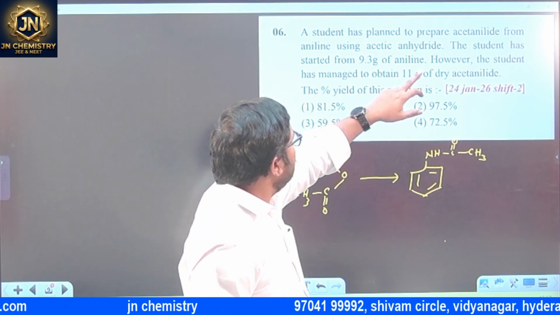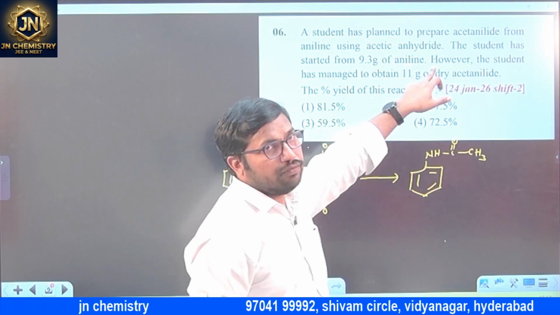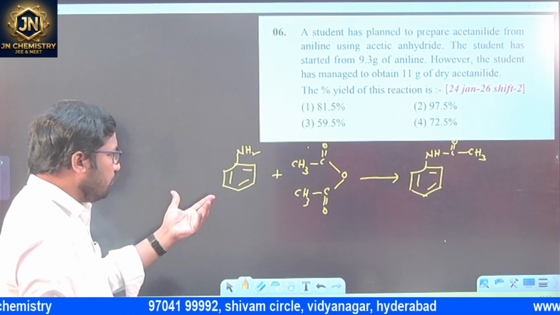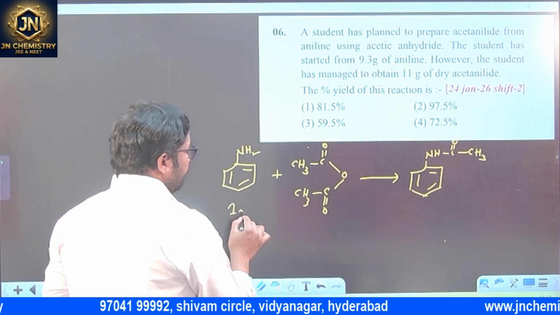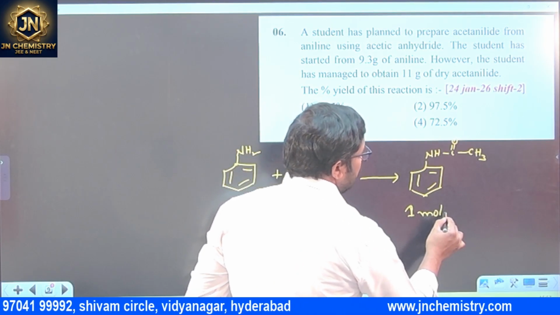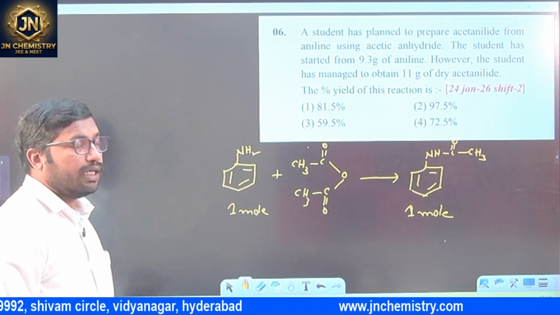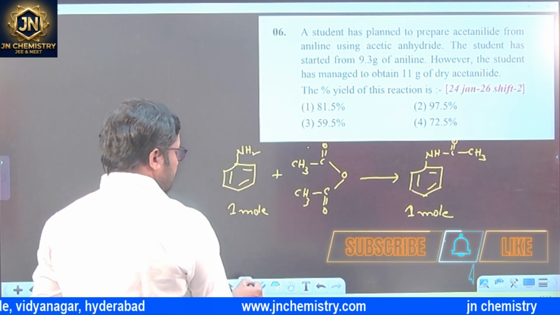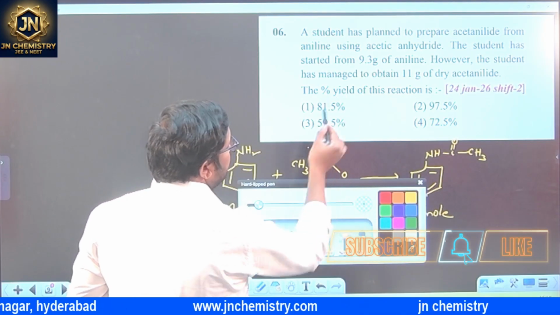A student plans to prepare acetanilide from 9.3 grams of aniline, according to this equation. Before going to that, 1 mole of aniline will give 1 mole of acetanilide. Right? Simple. Here, how many grams? 9.3 grams.